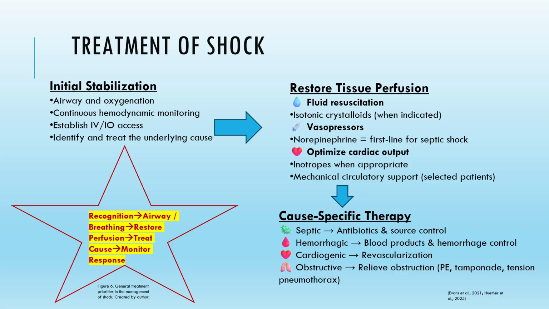While supportive therapy is essential, definitive treatment depends on correcting the underlying cause of shock. Patients with septic shock require early administration of broad-spectrum antibiotics and source control. Hemorrhagic shock requires rapid control of bleeding and blood product replacement. Cardiogenic shock may require coronary revascularization, inotropic support, or mechanical circulatory support, while obstructive shock requires prompt relief of the mechanical obstruction, such as thrombolysis for a massive pulmonary embolism or pericardiocentesis for cardiac tamponade.